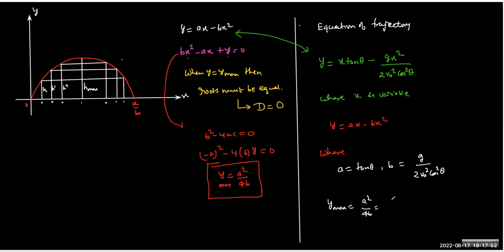So if I substitute a square, which is tan square theta, by 4b, which is g upon 2v naught square cos square theta, and now you can see this turns out to be v naught square sine square theta by 2g, which in fact is the maximum height formula. If someone has studied projectile motion, they can vouch for it. If not, don't worry, because we are trying to look through the lens of mathematics, not physics.